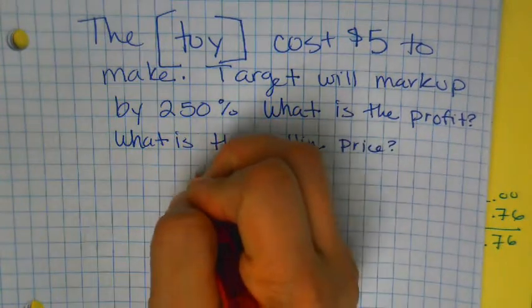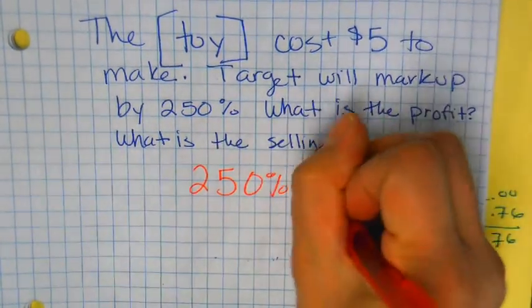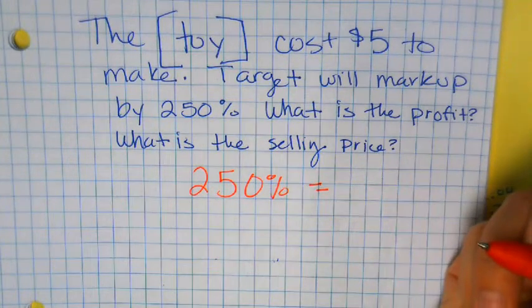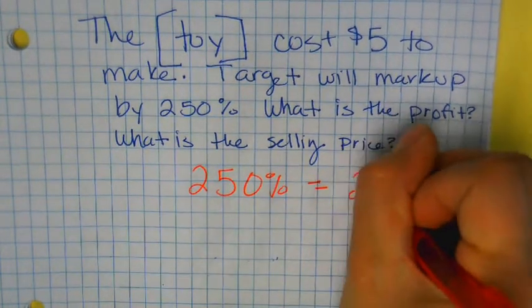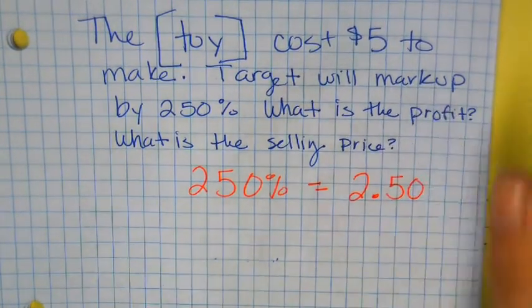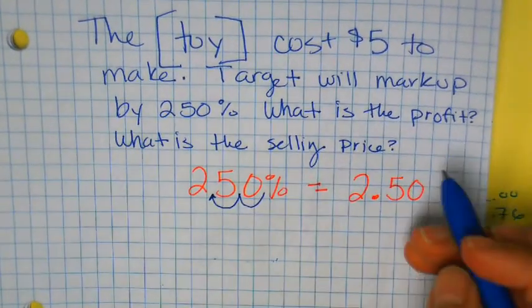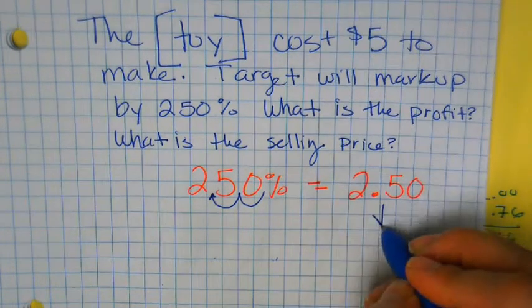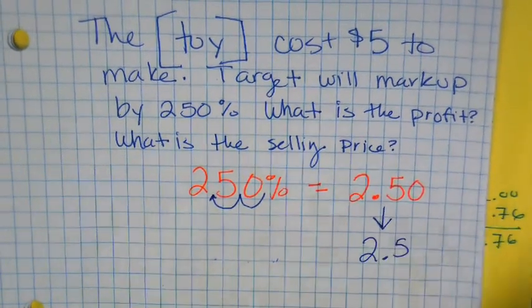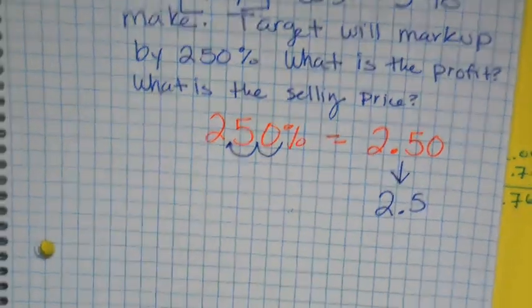Okay, first thing we have to do, 250% is what as a decimal? 2.50. Remember, we always move it twice. Uno, dos. Can I drop the 5? Nope. So what you could do is just write it as 2.5. You can drop zeros, but you can't drop any other numbers. Okay, kids?